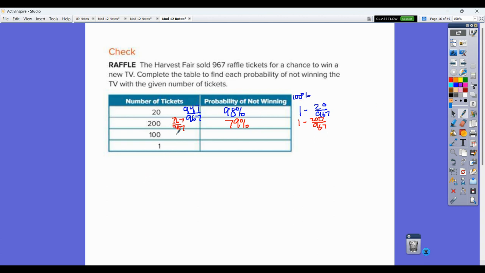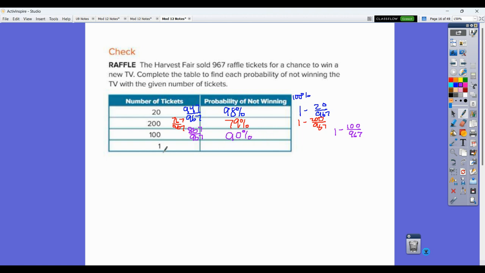If you bought 100 raffle tickets, you would do 867 out of 967. Or you could do 1 minus 100 out of 967. Hopefully you get that idea. This would give you an answer of 90%. Okay, you got to move your decimal too.